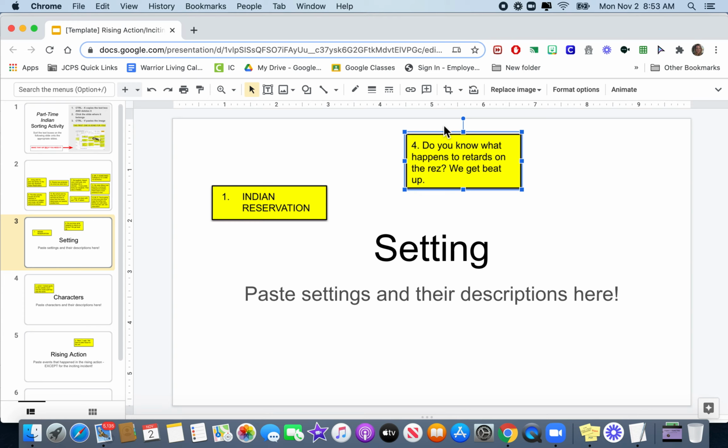What happens on the reservation? This shows us that the reservation is not a safe place, and so it's giving us information about the what and the when and the where of how Junior is treated, okay? So the res gives us some information, tells us that it's not a safe place for people who are different, people who have special needs.